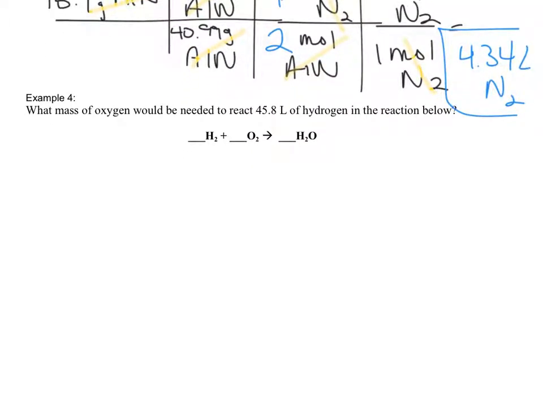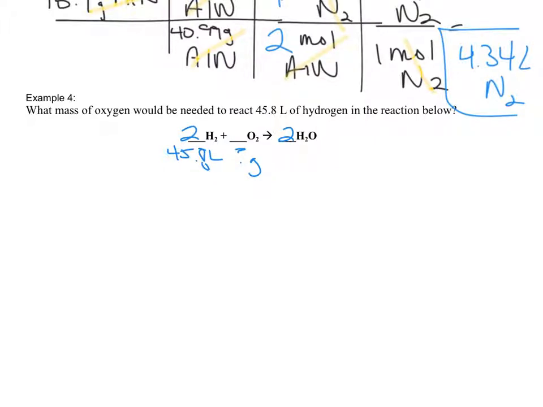And we've got one more problem. What mass of oxygen would be needed to react 45.8 liters of hydrogen in the reaction below? So in this question, we're asked to find mass of oxygen. So mass would be grams, so question mark grams, if we're given 45.8 liters of hydrogen. So I've got my roadmap out, definitely not balanced. So let's see, 2 and 2. Got our balanced ratio here.